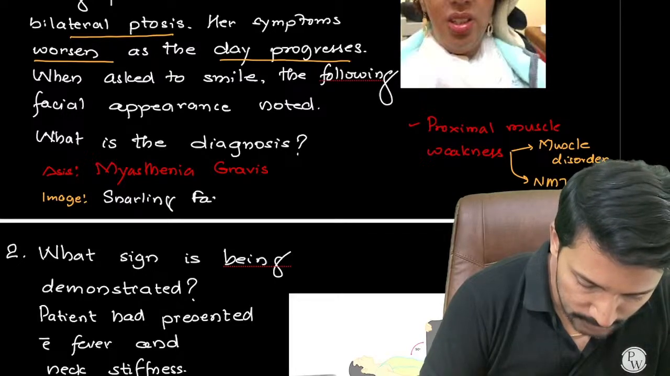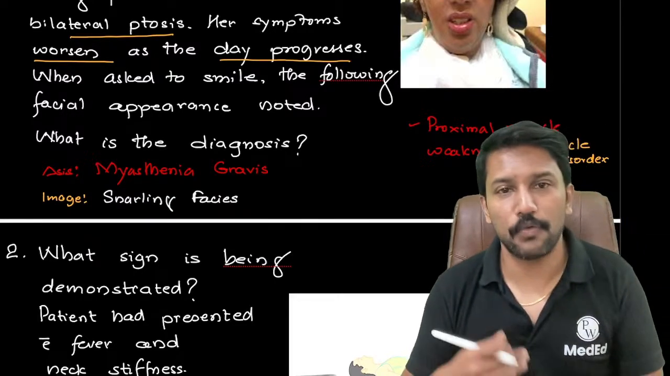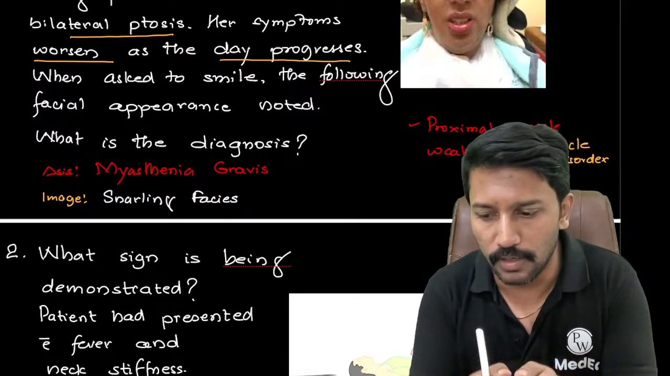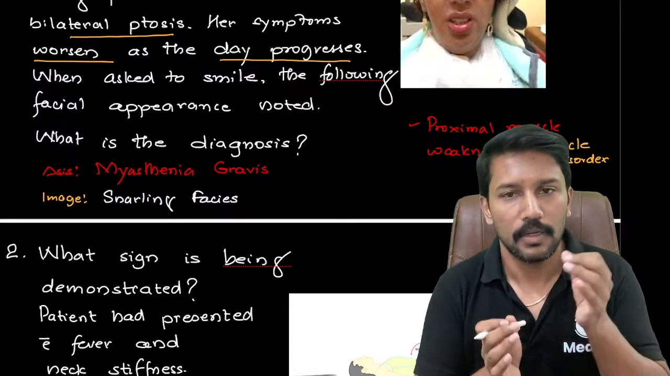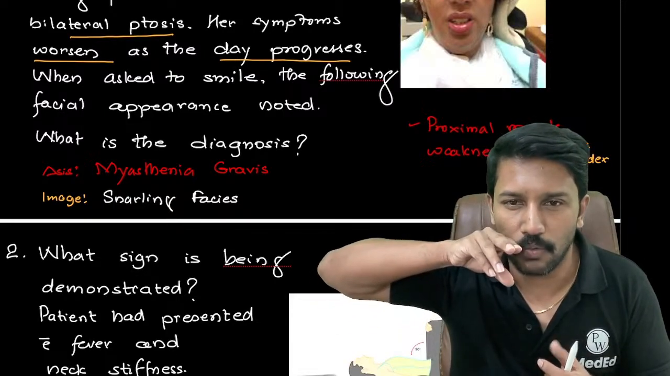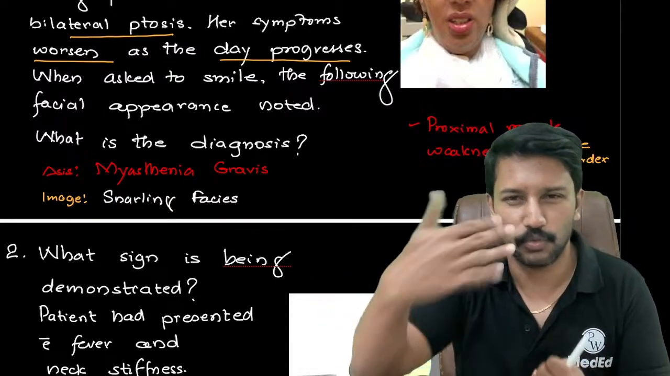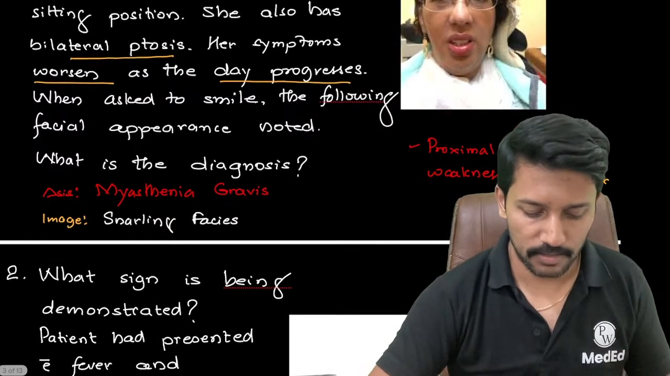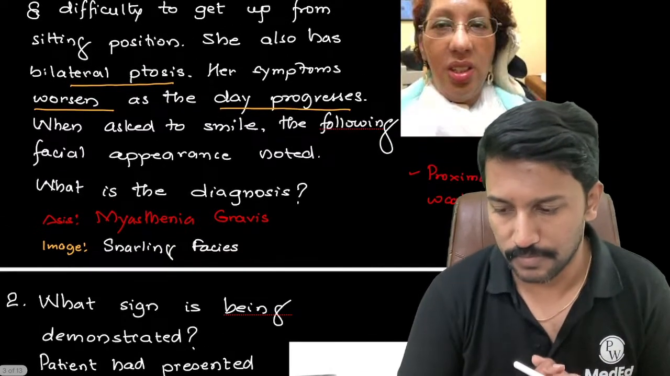Snarling is one way dogs express anger. If you just Google what snarling stands for, you will get to know. Dogs open their mouth and try to show their teeth to threaten an enemy or opponent. So a kind of similar look we are getting here. That's why we call it snarling faces.